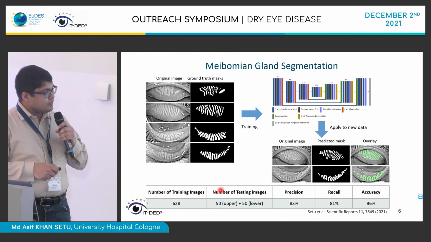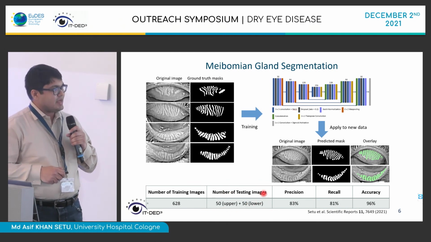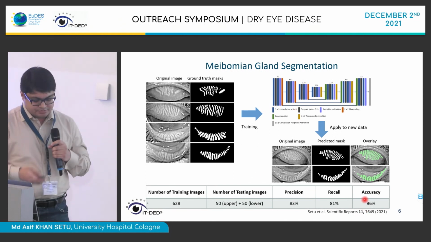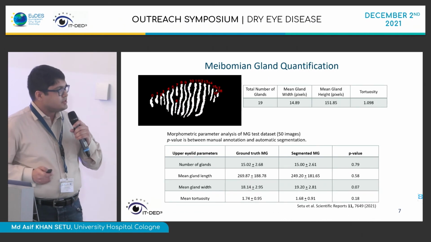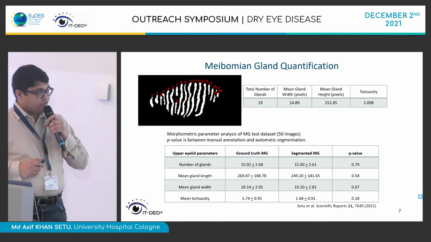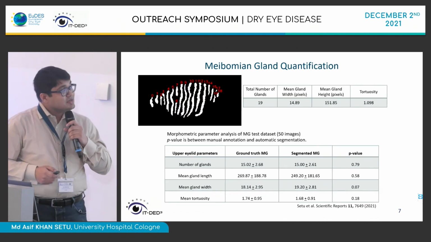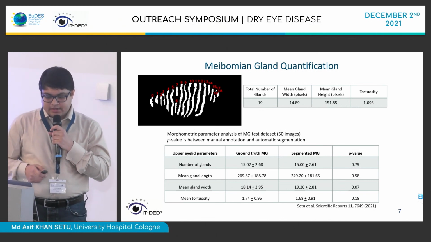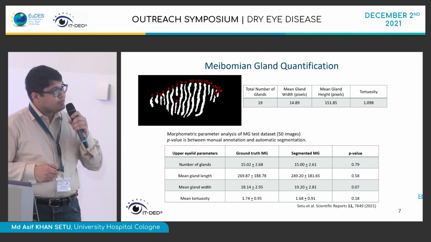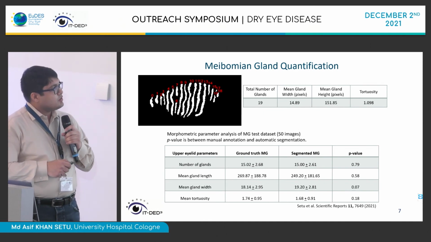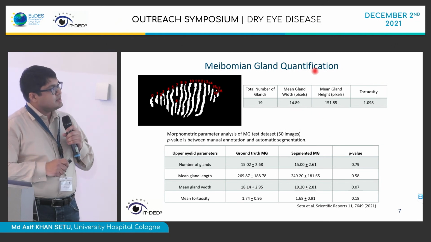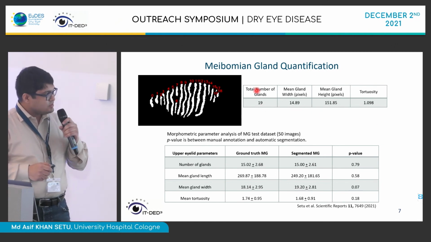And we tested our model on 50 upper and 50 lower images, and our model gives a very high accuracy, which is 96%. After the segmentation of the Meibomian glands, we provide further quantification, such as the number of glands present in the segmented images, mean gland width, gland pixel, and the tortuosity. And we believe all of this information is highly correlated with the disease diagnosis.